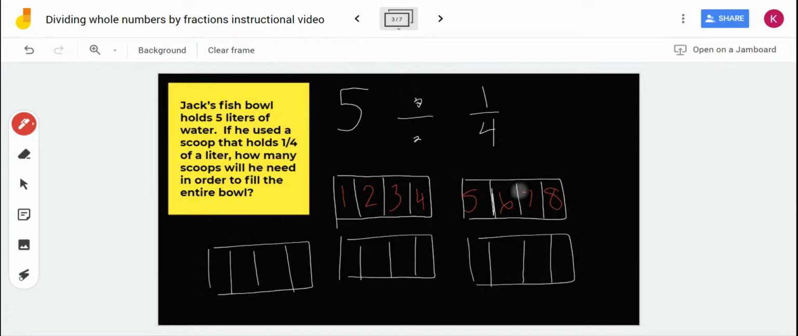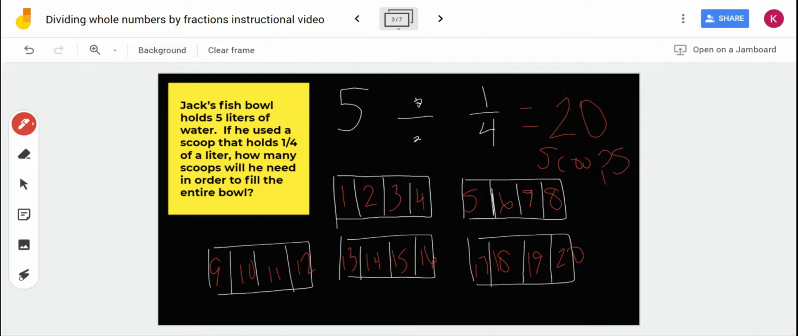And you should see a pattern that we're going to be counting by 4s. 9, 10, 11, 12, 13, 14, 15, 16, 17, 18, 19, 20. So each one of those little parts represents his 1/4 scoop that he's going to be dumping in. So the answer to this question is 5 divided by 1/4 will equal 20 scoops.